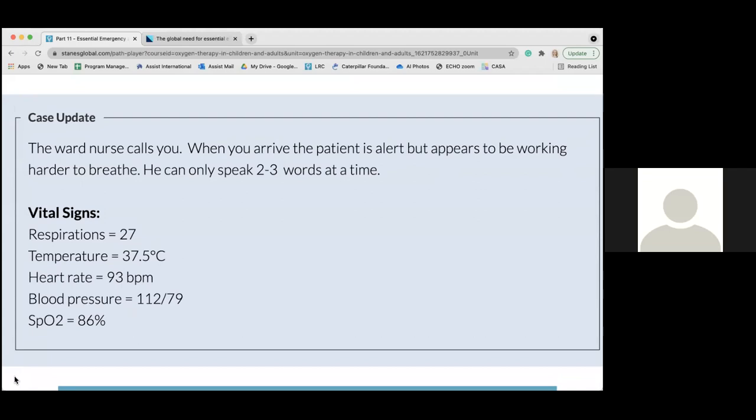So the respiratory rate currently is at 27. The temperature is at 37.5. His heart rate is at 93 beats per minute, and his blood pressure is 112/79 millimeters of mercury, and his saturation still remains low at 86%. So clearly we can see that this is a patient who is deteriorating.